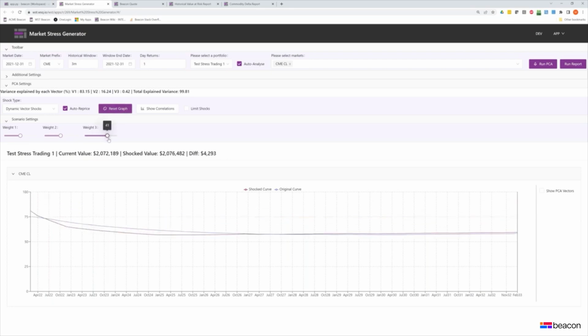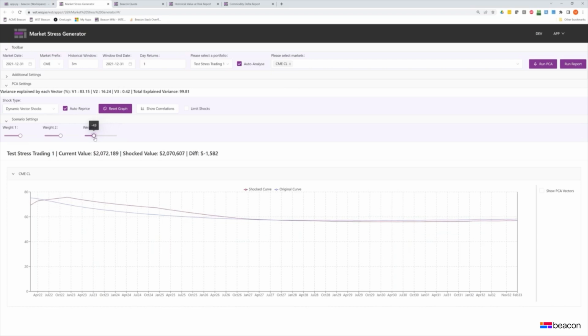So now the third factor, this is like a bow shock. You can see it moves the front end of the curve up, the middle of the curve down, back end of the curve up. Here I'm making some money on a move up in that factor and losing some money down. So I'm again long that third factor.